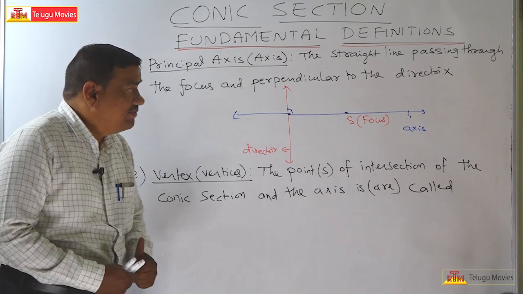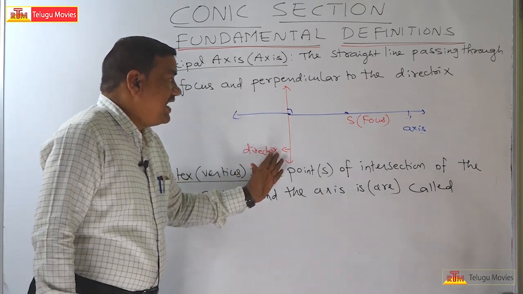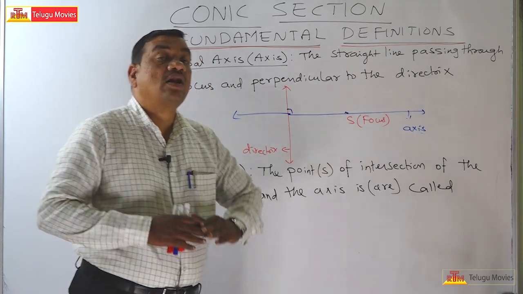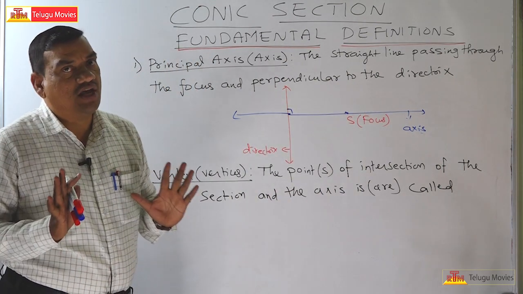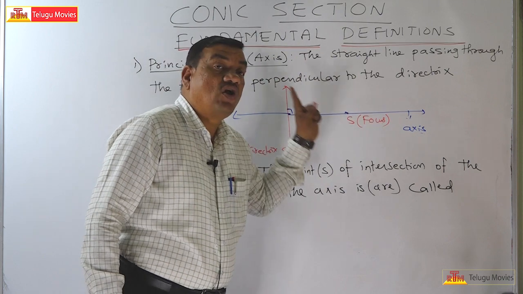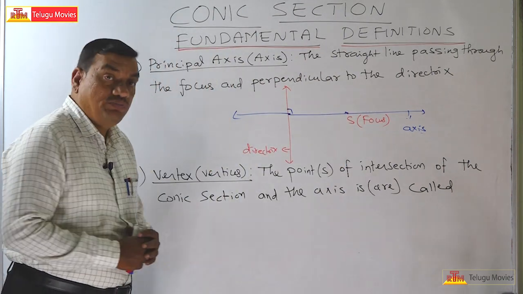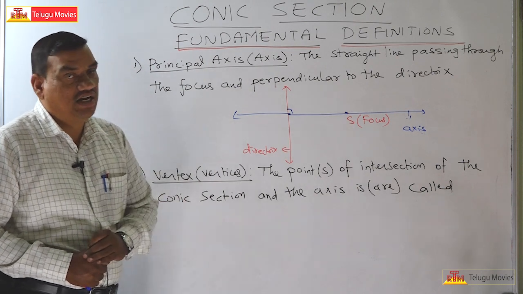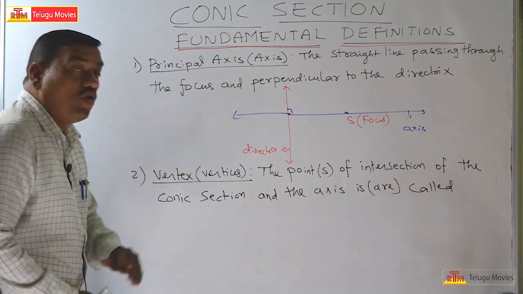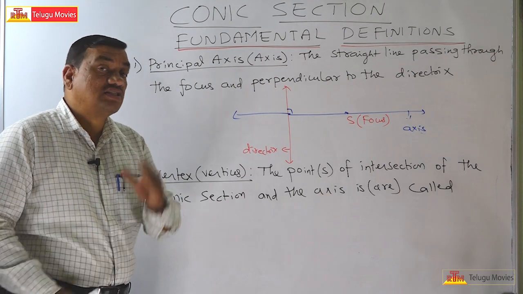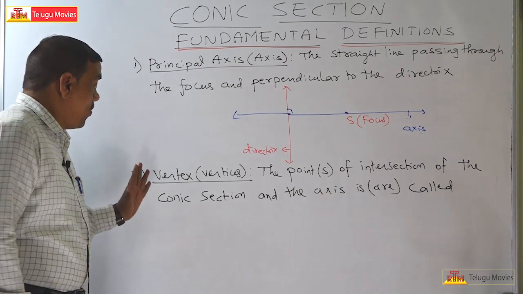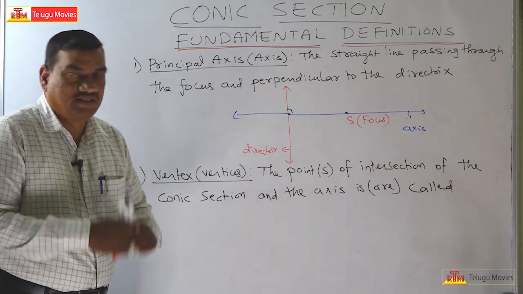From this we can say that the directrix and axis are perpendicular to each other, and the axis always passes through the focus. I hope that you understand this definition. Let us go for the second definition. The second definition is vertex or vertices.